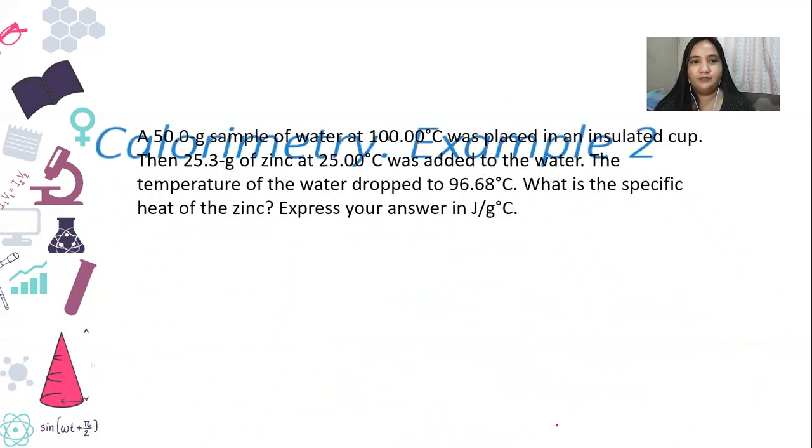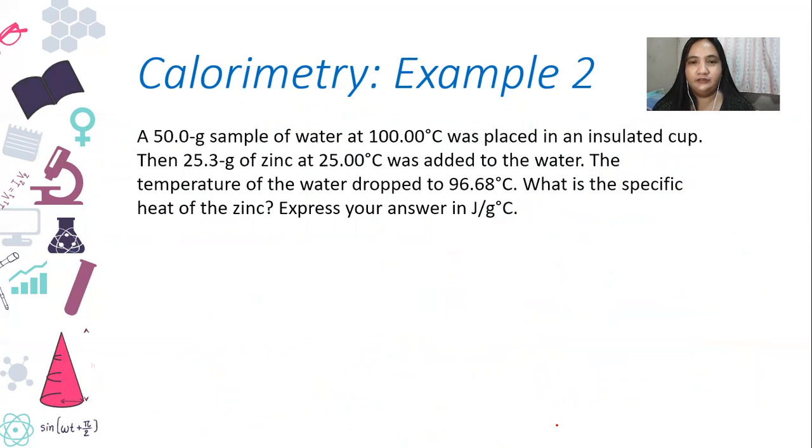A 50 grams sample of water at 100 degrees Celsius was placed in an insulated cup. Then 25.3 grams of zinc at 25 degrees Celsius was added to the water. The temperature of the water dropped to 96.68. What is the specific heat of zinc? Please express your answer in joule per gram degrees Celsius.